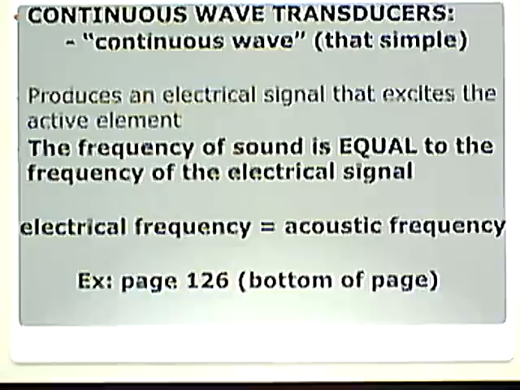And on page 126 at the bottom of the page, and let me turn to that for you guys, it gives you an example. The transmitter of a continuous wave ultrasound system creates an electrical signal that continuously excites the PZT. The electrical signal has a frequency of 6 megahertz. So, if the electrical frequency is 6 megahertz, what's the acoustical frequency? Well, therefore, continuous wave sound created by the probe has a frequency of 6 megahertz. It's that simple of a principle. It's a continuous thing. So whatever that electrical frequency is, that's what the acoustical frequency is.